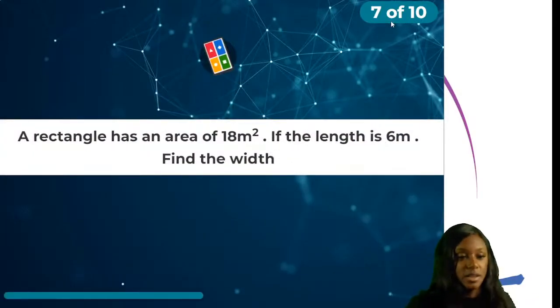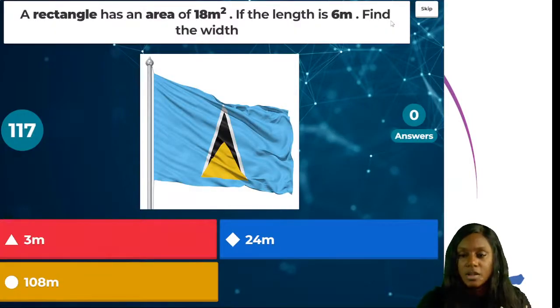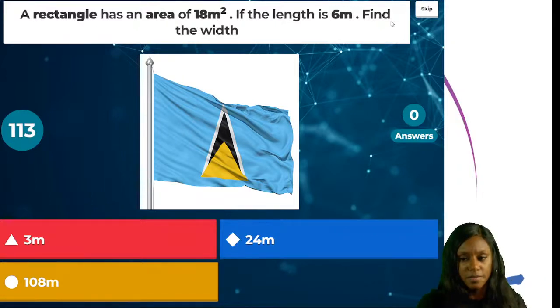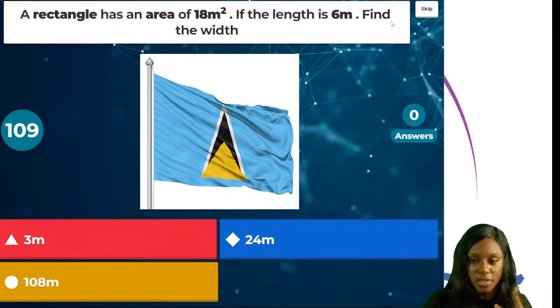Okay, so let's see here a similar question, but with a little twist. So the area of the rectangle is 18 meters squared. If the length is 6 meters, what's the width?